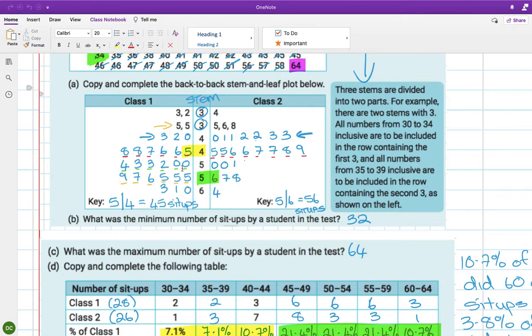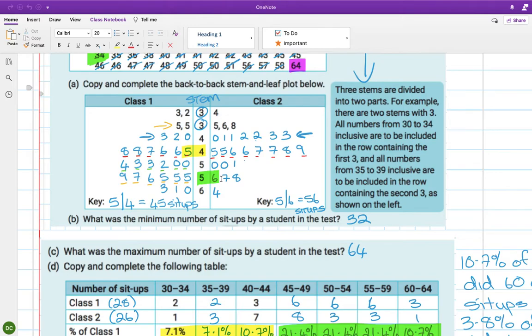Like, look where the data is. So all the data is towards the high end of class 1, whereas most of the people in class 2, the number of sit-ups they did was in the 40s, whereas in class 1 it was in the 50s. Like, look at the amount. There's 12 students there in the 50s in class 1, but there's only 6 in class 2. Okay?